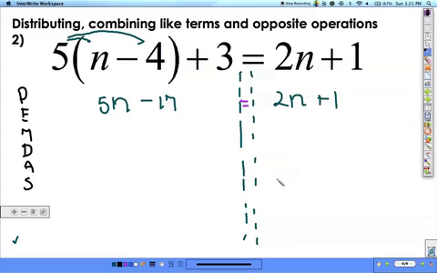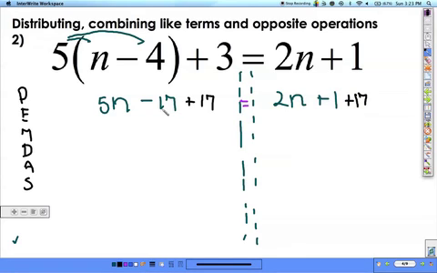I want to get all of the variable terms on the left side, because 5 is a larger coefficient than 2, and it's going to just make my life easier. I could go the other way, I don't have to. So what I want to do is, I'm going to get rid of the 17. So I have negative 17, opposite of that is plus 17. And to keep my equation equal, I'm going to do it to both sides.